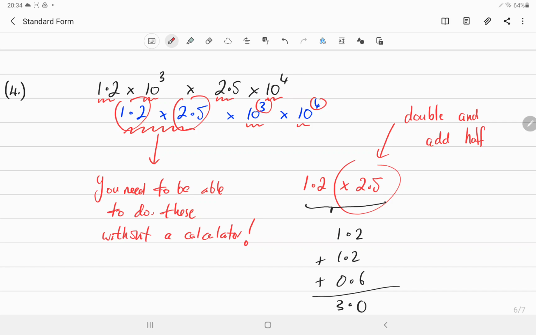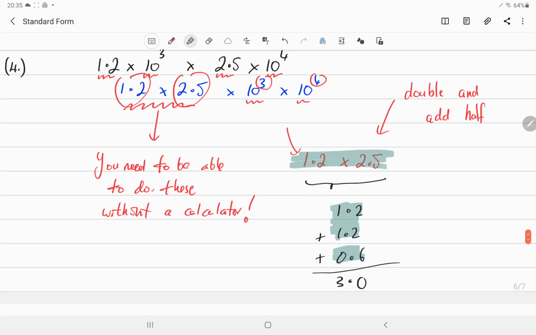So multiplying by 2.5, you should be able to realize that that's the same as times them by 2 and times them by half and adding them together. So over here, 1.2 multiplied by 2.5, that's the same as doubling 1.2 and adding on half of 1.2. So here we go. Double 1.2 and then add on half of it. That's the same as multiplying by 2.5. So without a calculator, you've done this. So the answer is 3.0 multiplied by 10 to the power of 7.